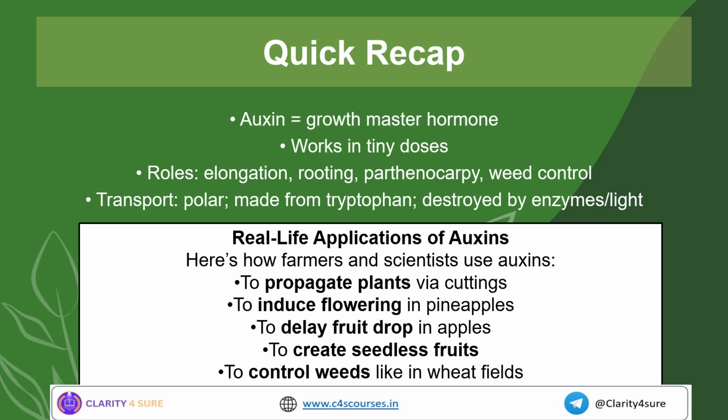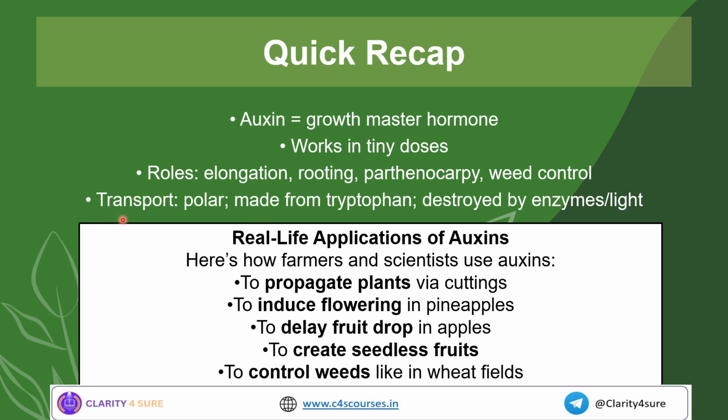Okay, so this was it. Before the final wrap up, let's quickly revise the important points which we have discussed in today's session. So first, auxin is the growth master hormone, or we can say master regulator of growth. It works in tiny doses, but the effects are very huge. The roles are that it helps in elongation, rooting, parthenocarpy, and weed control, mostly in dicot weeds.